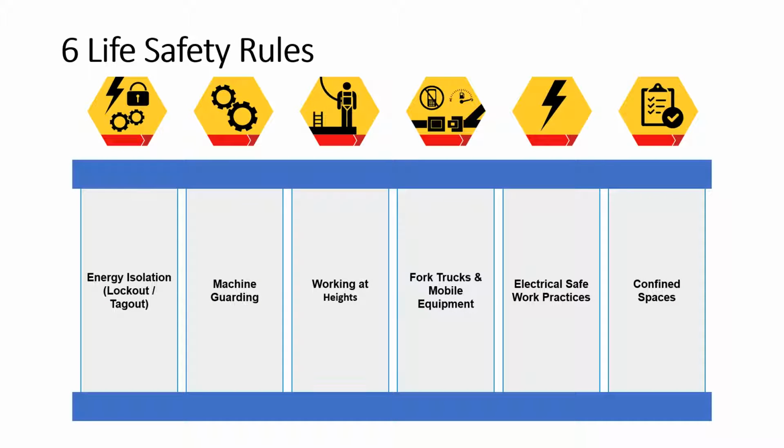Okay, let's get into the 6 life safety rules. And those are energy isolation, such as lockout, tagout, machine guarding, working at heights over 4 feet, fork truck and mobile equipment safety, electrical safe work practices, and those confined spaces.